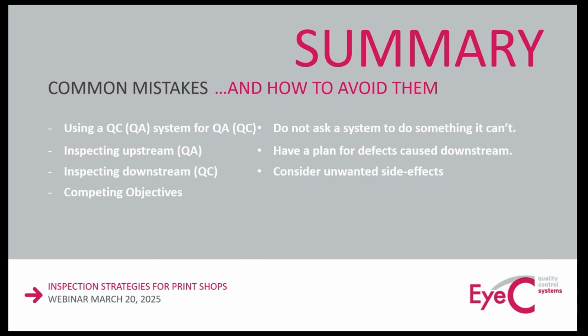Buying one inspection system and hoping for it to do multiple things at the same time can also be a problem. Avoid this by considering your main objective first, and once you have that one home, then start optimizing the secondary and other objectives.